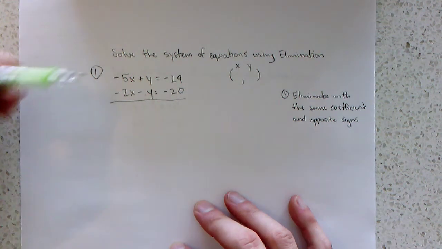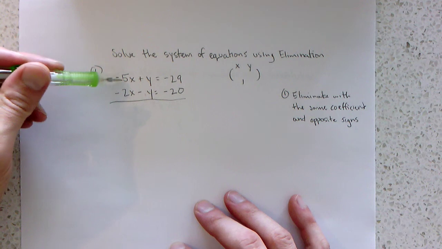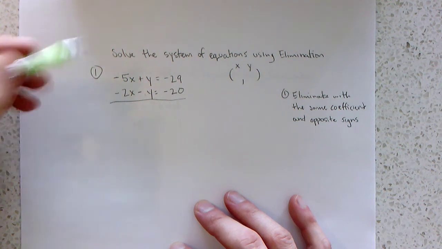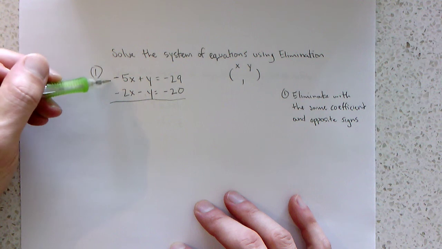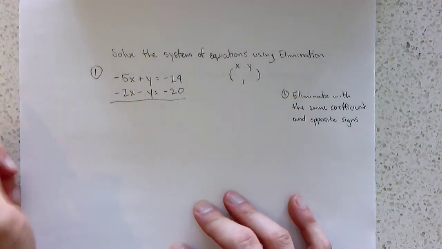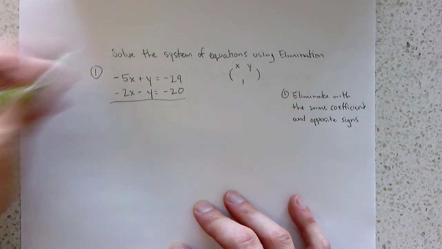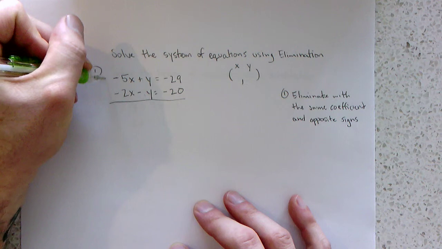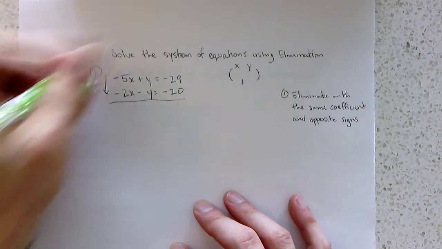So we see here with the x, I have different coefficients, so different numbers in front of the variable, and I have the same exact sign. So I'm not going to be able to actually eliminate that or get rid of it. So let's start by eliminating the y. So we're adding down, so everything is added down.